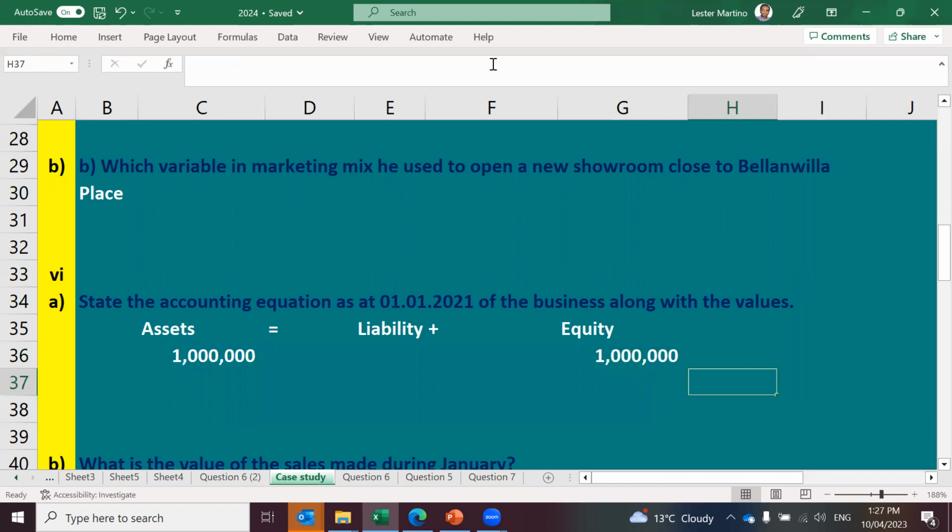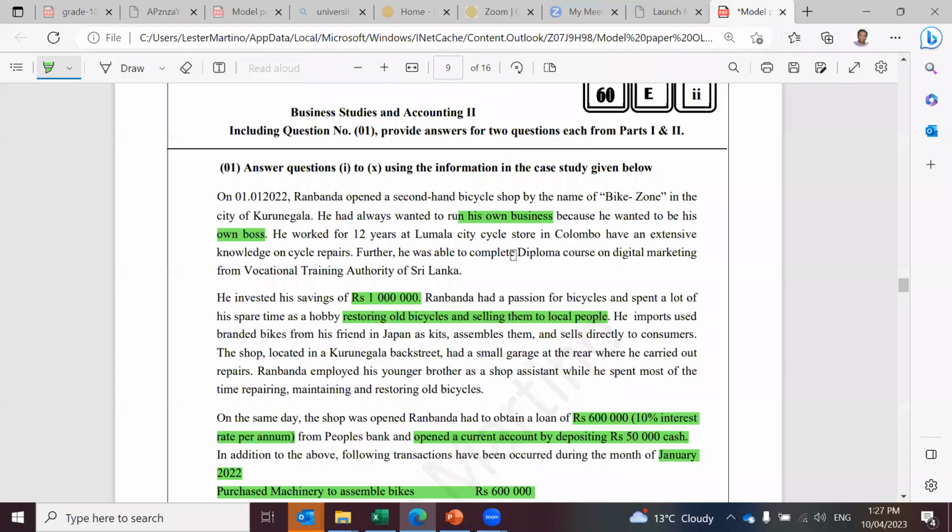Okay. There's the money he invested. So when you invest money, what happened? The cash will increase, the equity or capital will increase. Right, write it down. And next one.